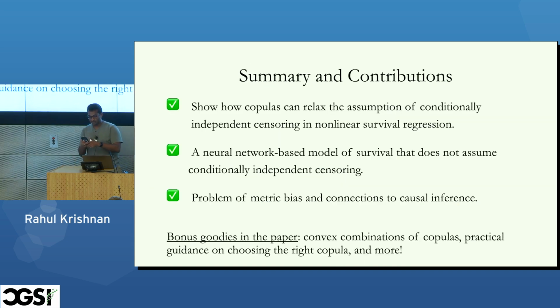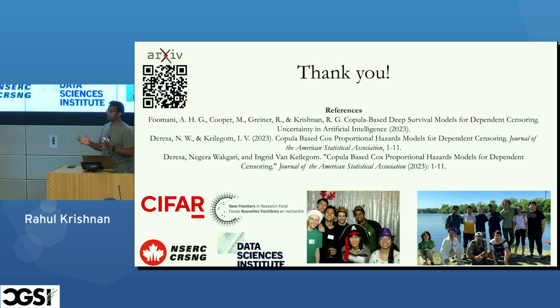So I'll start wrapping up here. In summary, what we showed is that copulas present one way to relax the assumption of conditionally independent censorship in nonlinear survival regression. We give a mechanism to create a neural network-based model of survival that does not assume conditionally independent censorship. And we highlighted the problem of metric bias, as well as some of the connections to causal inference. And in the paper, if you're interested, you can read more about extensions to convex combinations of copulas, as well as practical guidance on how to choose the right copula. So with that, thank you very much.